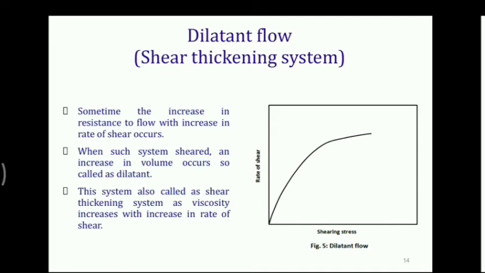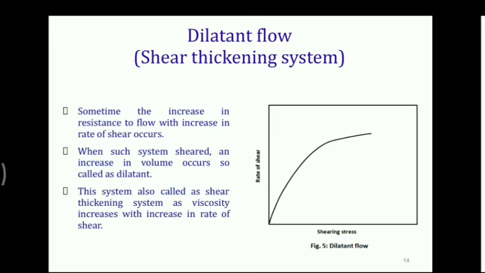First of all, the characteristic of the rheogram. Sometimes an increase in the resistance to flow with an increase in the rate of shear occurs. In the case of a pseudoplastic system, as you increase the shearing stress, the rate of shear increases. But in this case there is an increase in the resistance to flow. That is, in a dilatant system, as you increase the rate of shear, the consistency of your material increases. So the material becomes more thickened, so that's why it is called a shear thickening system.